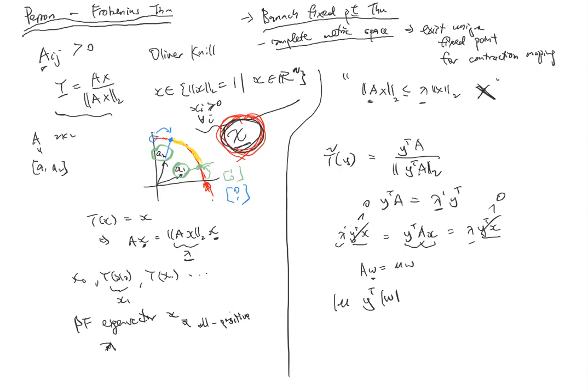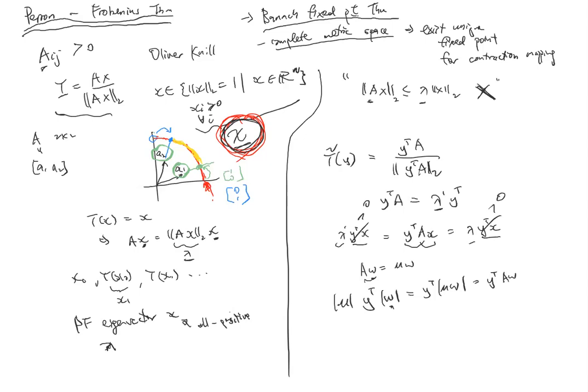And this will be equal to, I can put mu inside. Because mu is just a constant, I don't care if it's positive or negative, but I can absorb it inside here because W is just a vector. So I can use Y transpose mu W, right? That's fine. And mu W, because it's just equal to AW, I have Y transpose AW.